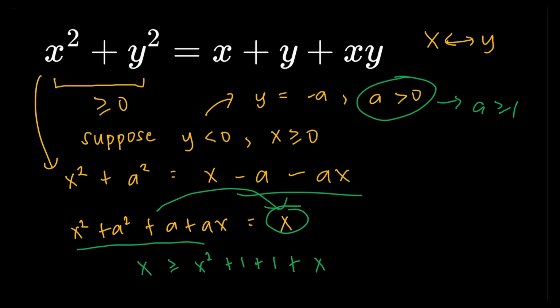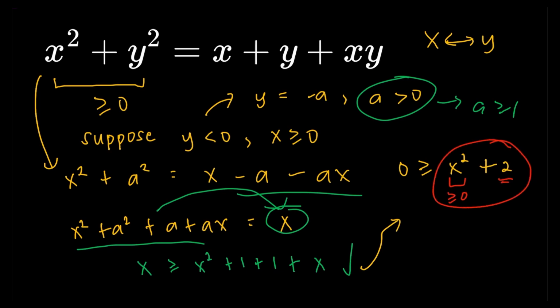So I have this inequality for x. And following from this one, subtract x from both sides. 0 is greater than or equal to x squared plus 1 plus 1, which is just x squared plus 2. And again, similar reasoning. We have x squared here, that's non-negative, but 2 here is positive. So the entire thing over here is going to be positive. 0 is greater than or equal to a positive number. Contradiction, it's impossible. So our assumption here is also wrong.